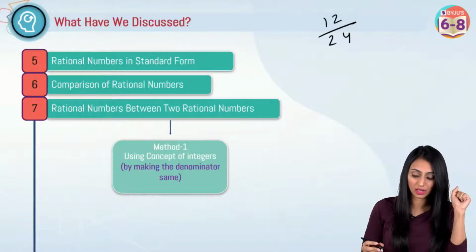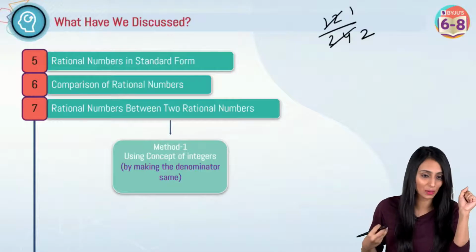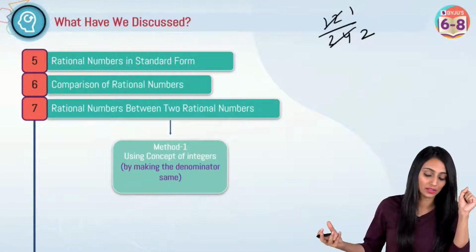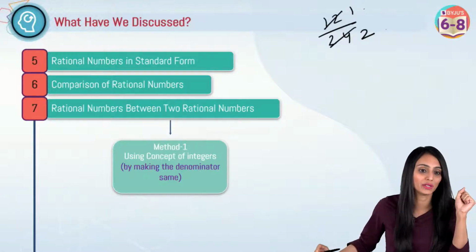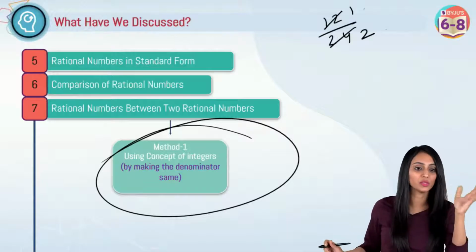12 by 24 is there. So what will I do? It is 12 times 1, 12 times 2. I'm just cancelling this out, right? Using a common factor. 1 by 2 is the standard form. Now there is nothing common between the numerator and denominator, we can see. Yes, this is the integer concept that you have been using.